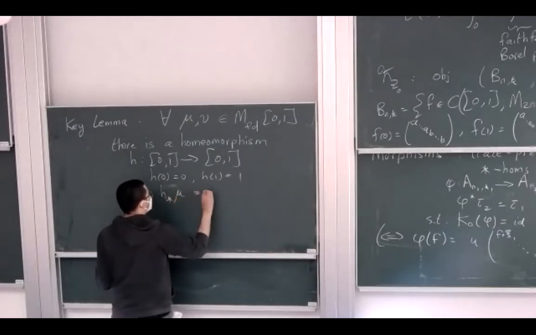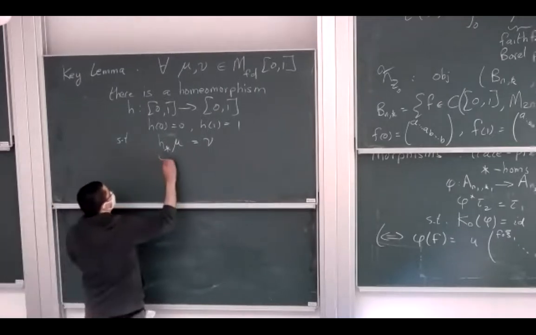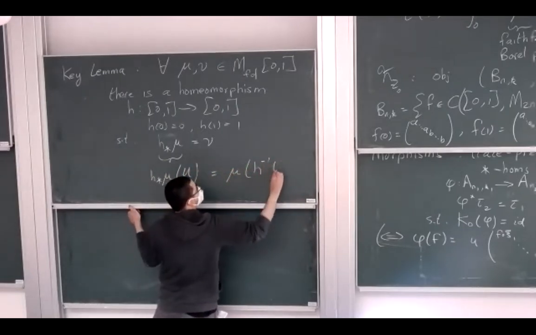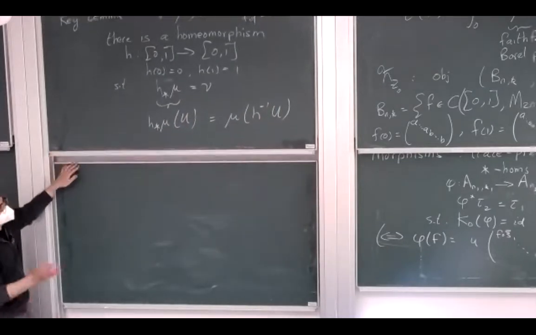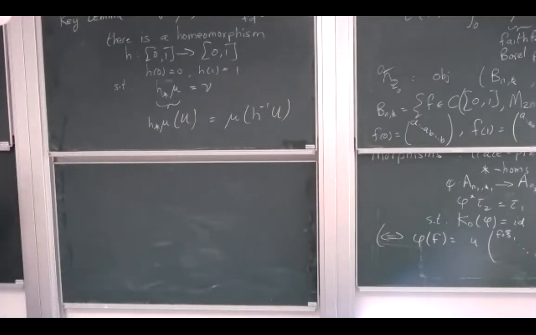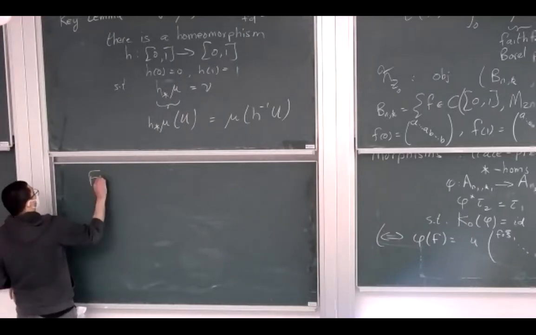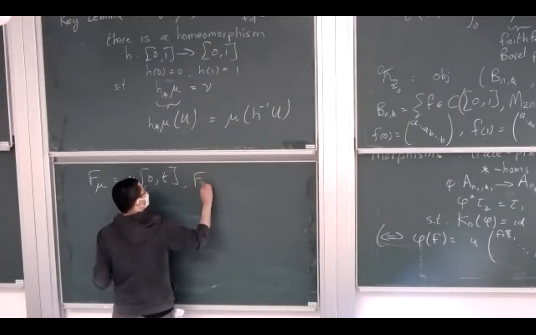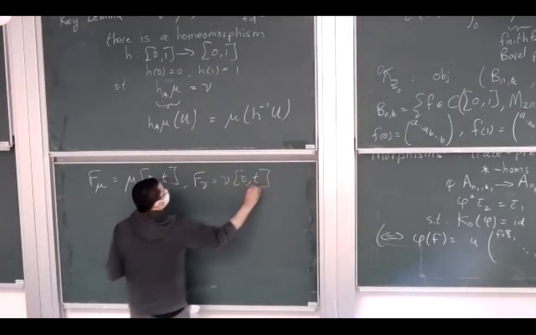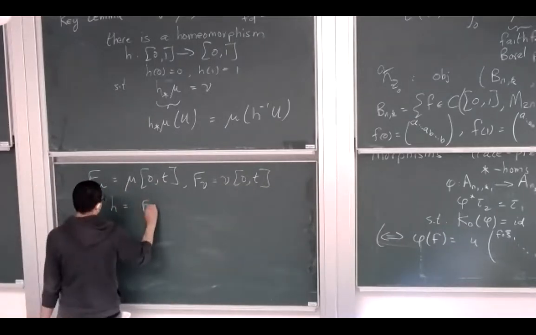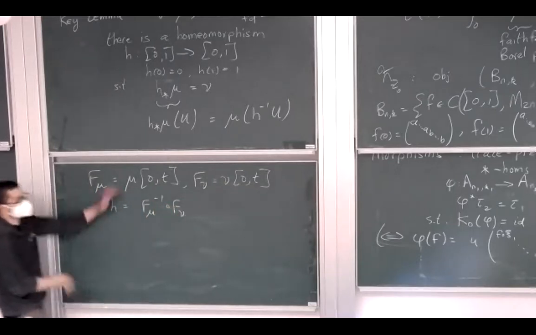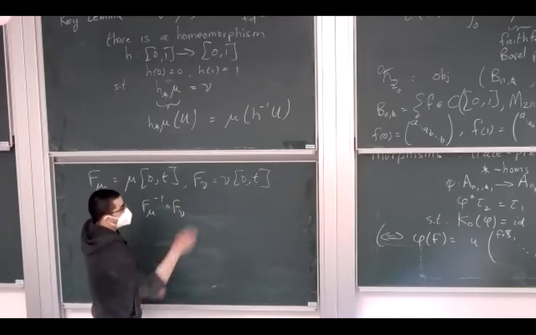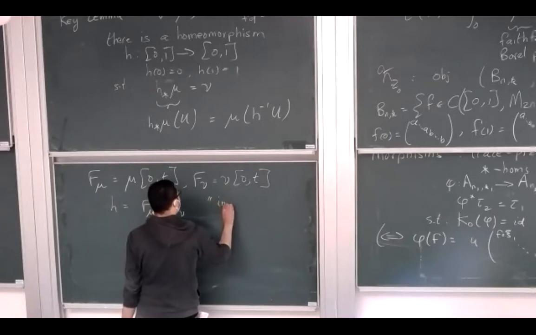All right, so by this I mean H star mu applied to some Borel set is mu of the preimage of that. What is this map? You take the cumulative distribution functions of these measures. Let's say F mu of t is the measure mu of the interval from 0 to t, and same for nu. And you take H to be, it's either going to be this way or the other way, something like that. This is a well-known map in the study of transportation theory. It's what's called the increasing rearrangement map.